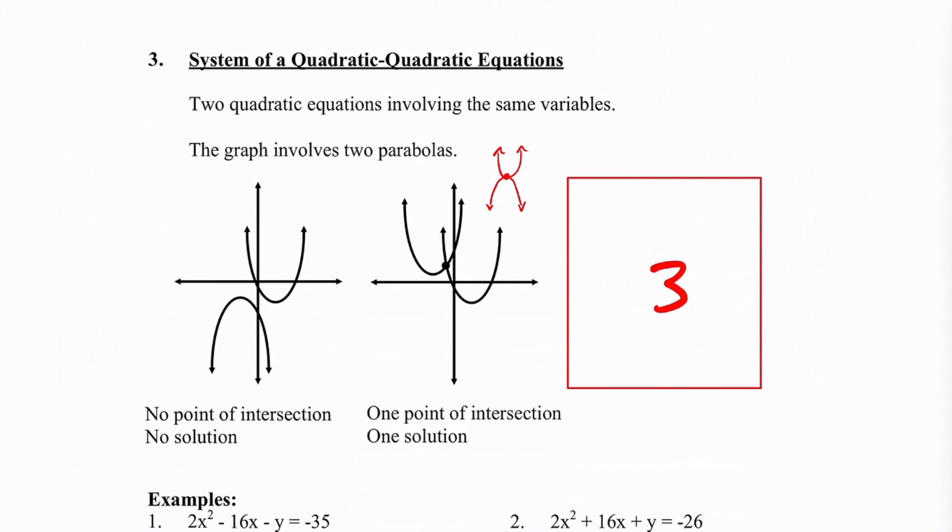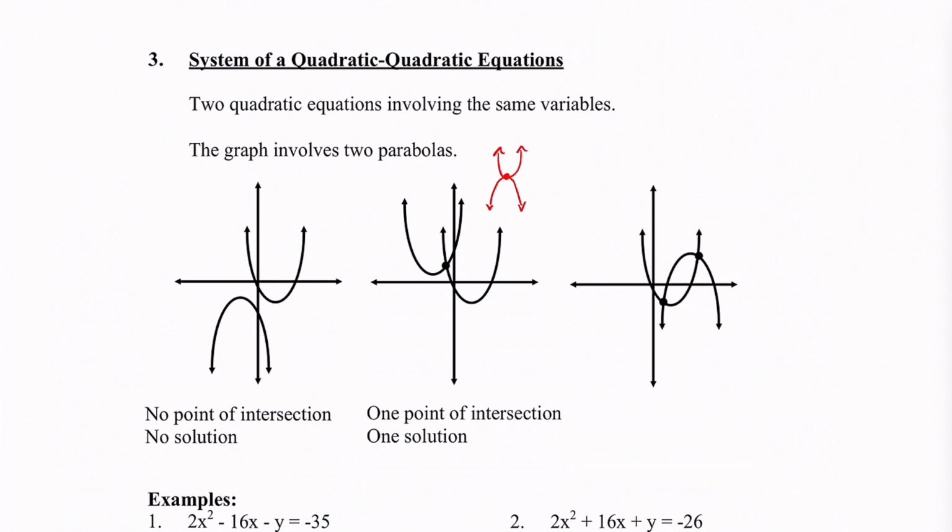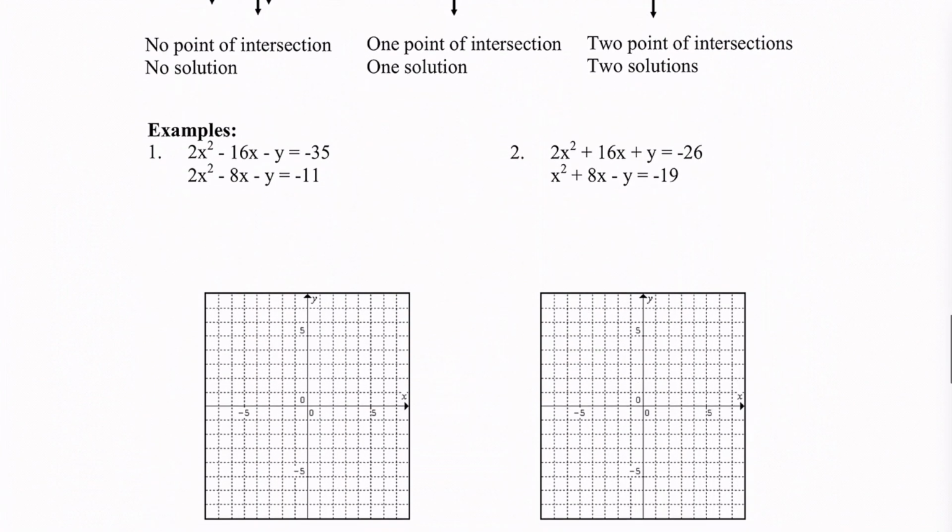And then the last type of solution is where we have two different intersection points. So maybe one points up, another points down, they intersect at two different spots. So that tells us that we're going to have two solutions. So again, we're going to do two examples for these.